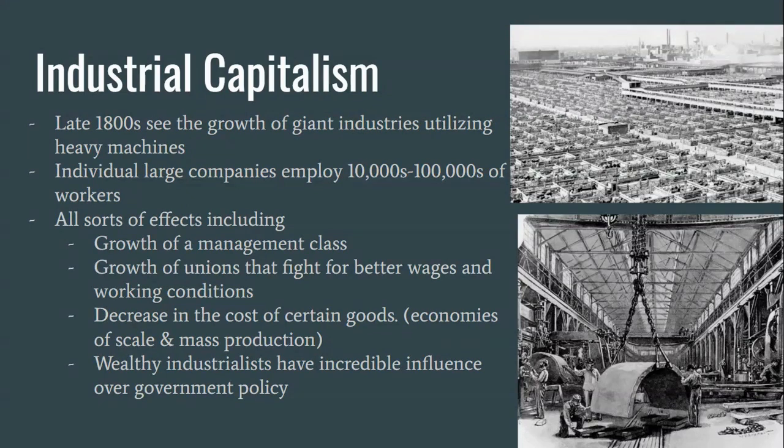Keeping with the economic theme, this era is also known for the rise of industrial capitalism. The late 1800s saw the growth of giant industries utilizing heavy machines. Individual large companies employed tens of thousands to hundreds of thousands of workers. This will have all sorts of effects, including the growth of a management class, also the growth of unions that fight for better wages and working conditions. The economies of scale and mass production techniques do lead to a decrease in the cost of certain goods for consumers. It also leads to another defining hallmark of Period 6, which is the incredible amount of influence wealthy industrialists will have over government policy.